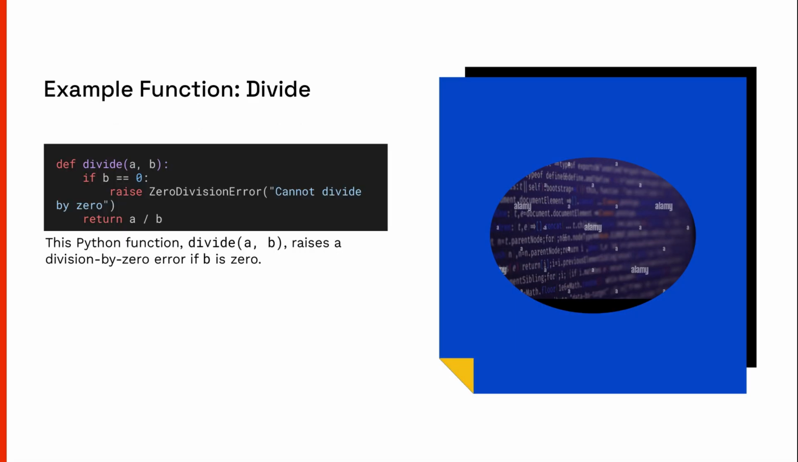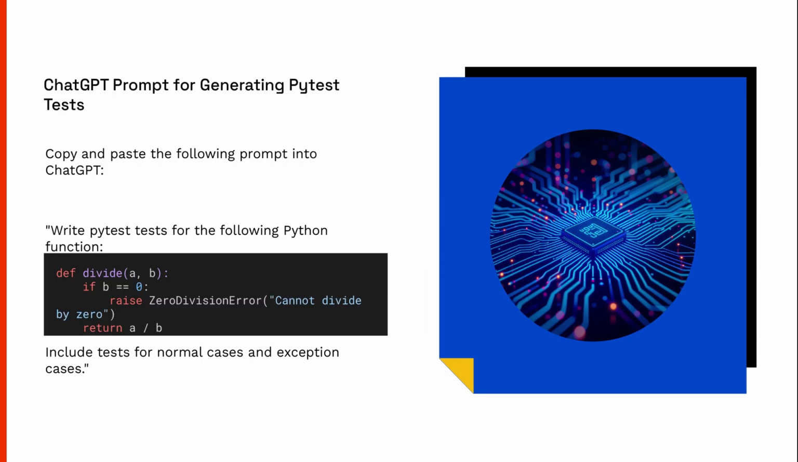This function performs division and raises an error when dividing by 0. It's a perfect example because it includes both normal behavior and an exception case. Now comes the most important step. Copy this prompt and paste it into ChatGPT.